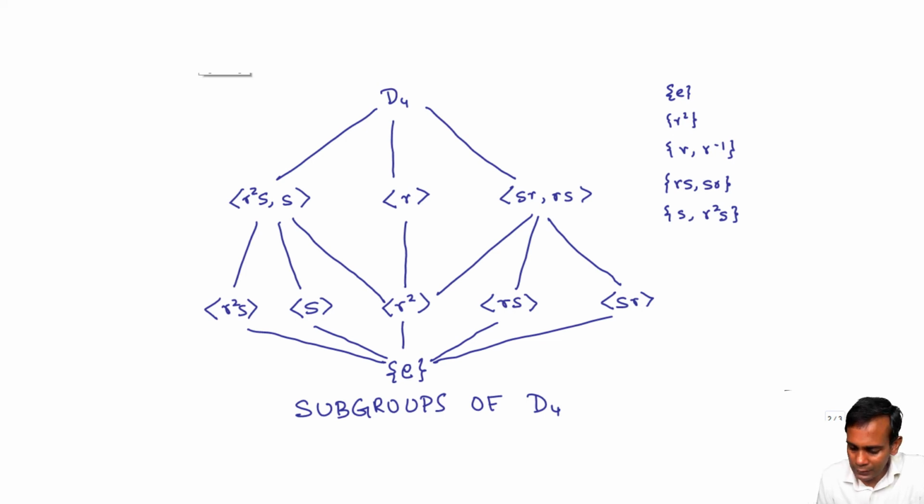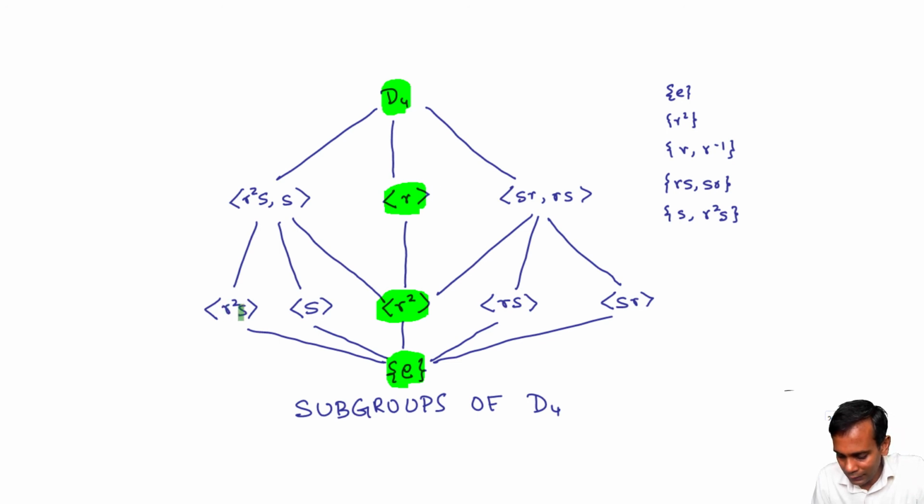So obviously the trivial group is normal, right? So let's just put a green highlight on the normal groups. So this one is normal. R squared is conjugate to itself, and this group consists only of the identity and R squared, so it's a union of two conjugacy classes. So this one is normal. D4 is obviously normal. The subgroup generated by R consists of identity, R, R squared, R cubed, which is R inverse. So this one is also normal. It's a union of conjugacy classes.